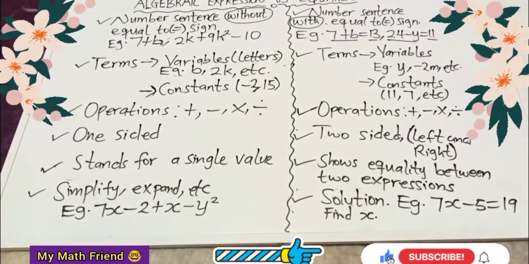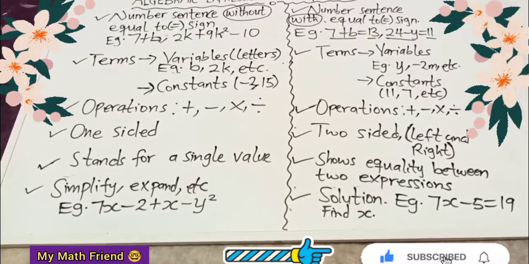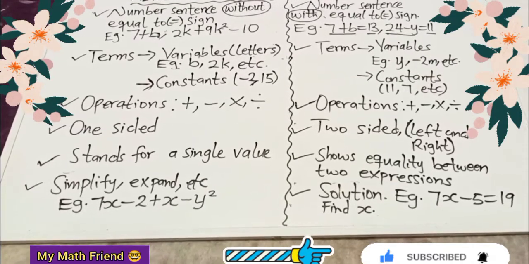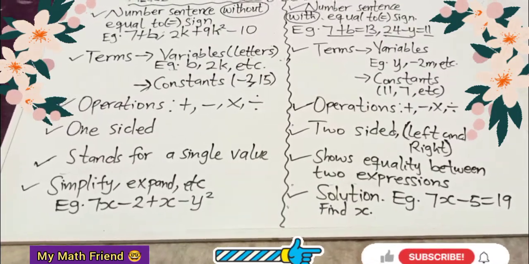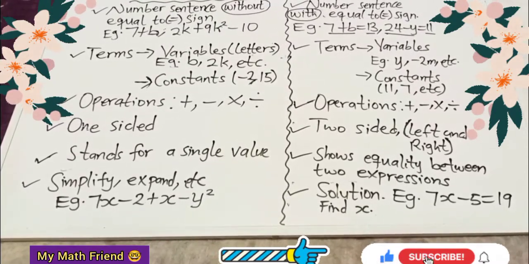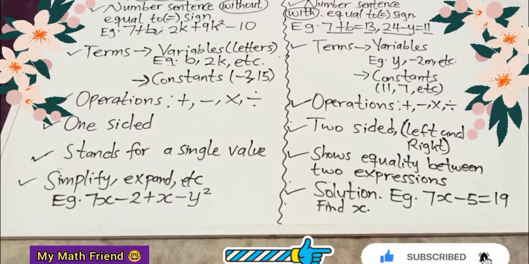Another common thing found in both algebraic expressions and equations are operations. Both have operations, and there are four main operations, which are the plus, the addition sign, the minus sign, the multiplication sign, and the division sign.